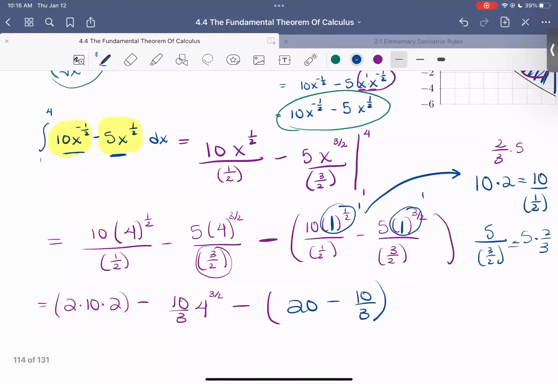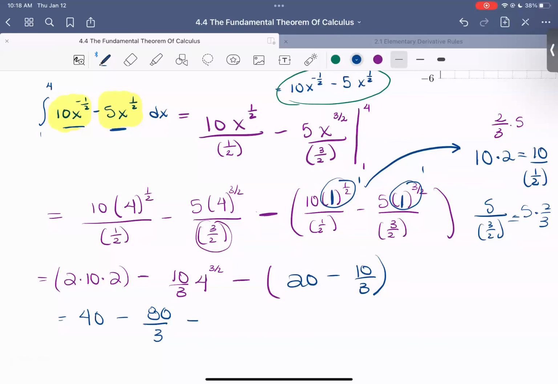All right, not bad. So now we get 2 times 2 times 10 is 40. We can consult our calculator for this one. 10 over 3 times 4 to the 3/2 is going to be 80 over 3. And minus, we have 20 minus 10/3. So if we do that subtraction, we can just carry it out here. So we get 20 plus 10/3. That's just bringing that negative sign into each term.